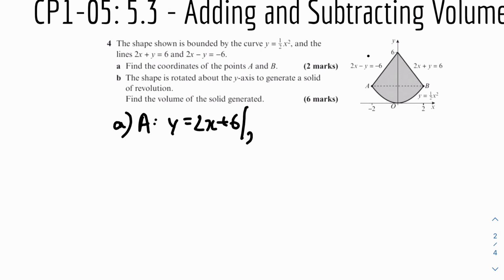So when x equals minus 2, we can just sub it in. Minus 2 times 2 is minus 4, minus 4 plus 6 is 2, so it's just 2, right? And we can notice that they both lie on the same horizontal level, so therefore the y value for A is 2, and also the y value for B is 2. So the coordinates of A is minus 2, 2, and the coordinates of B is 2, 2, like so.